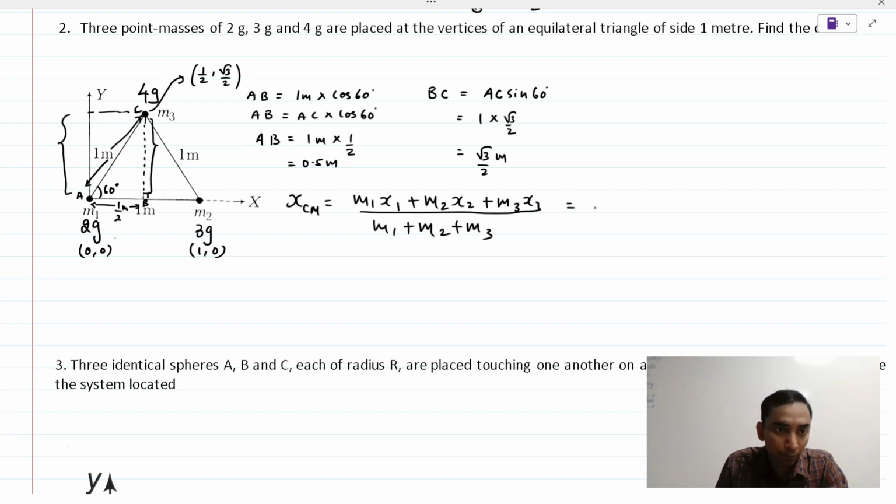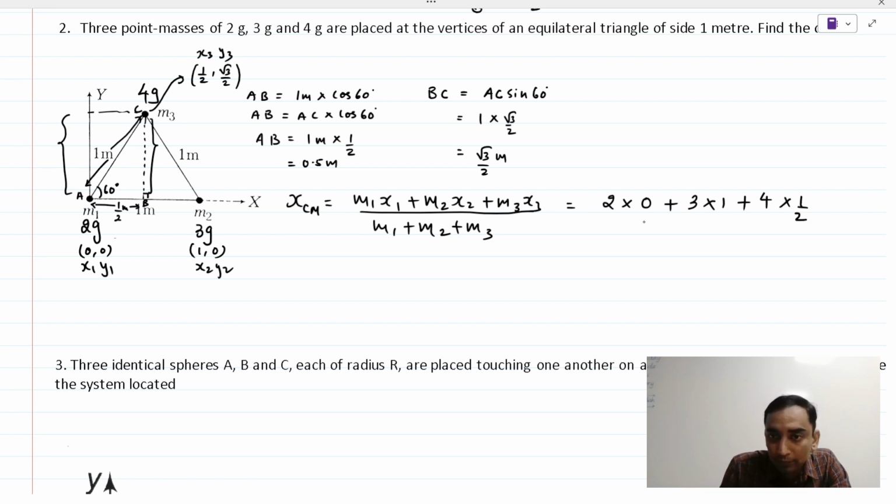Let's plug in the values. M1 is 2 grams, so 2 multiplied by the X coordinate, which is 0, right? Because this is X1, Y1, this is X2, Y2, and this is X3, Y3. Correct? Plus M2 X2, so that is equal to 3 times 1 plus 4 grams multiplied by half. And the sum of the masses is 4 plus 3 plus 2. So 4 plus 3, 9 plus 3, 7 plus 2, 9.